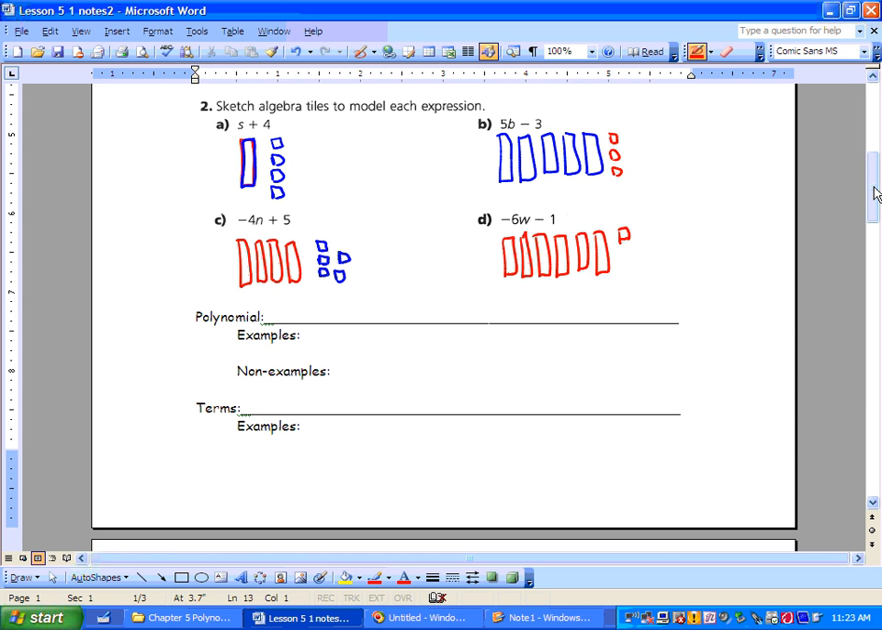All right. Polynomials and terms. A polynomial is variables and numbers multiplied together.